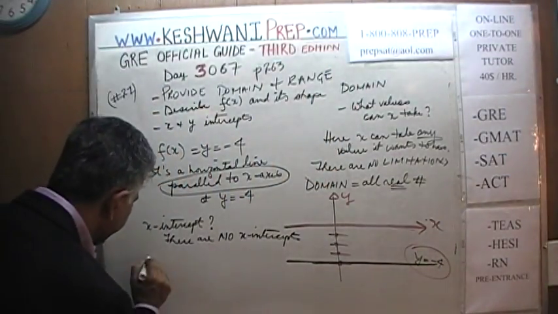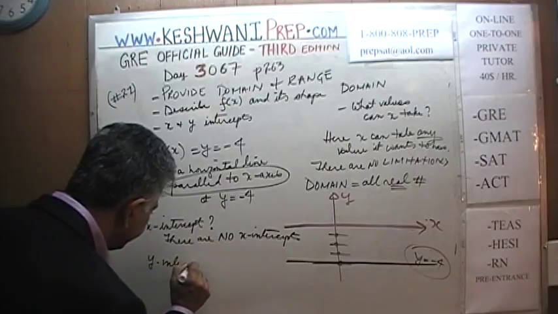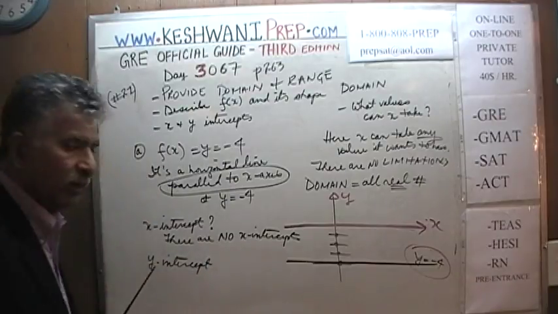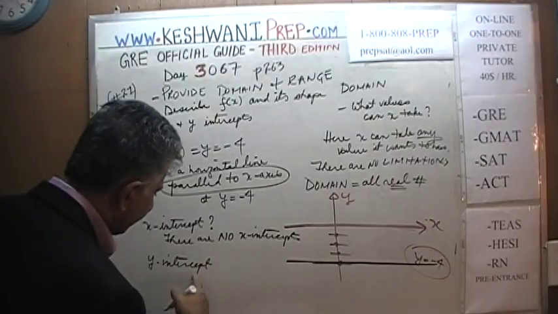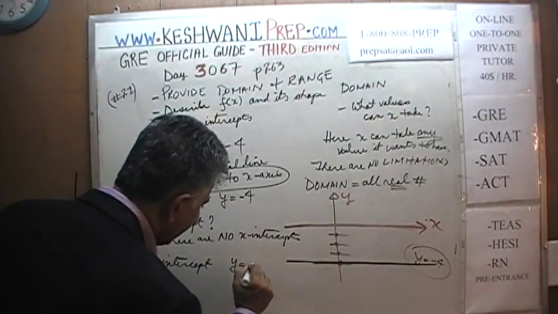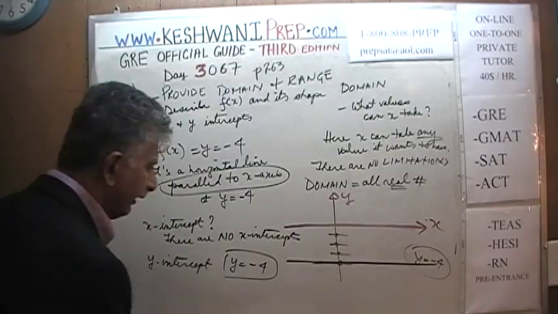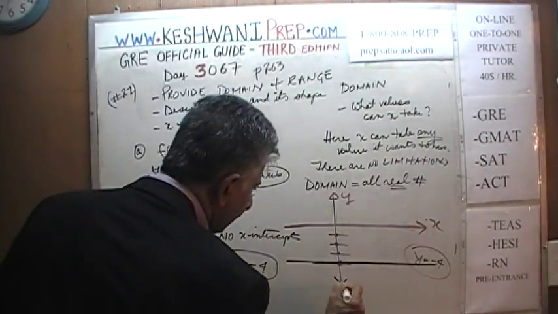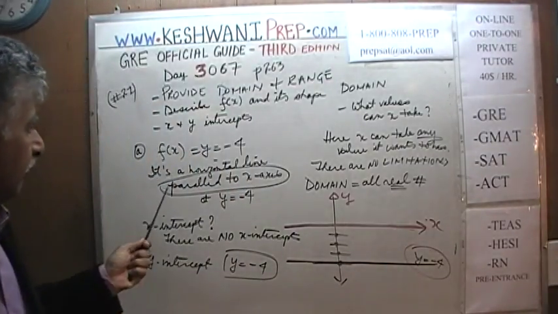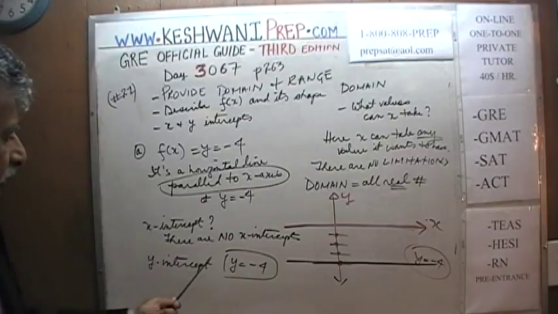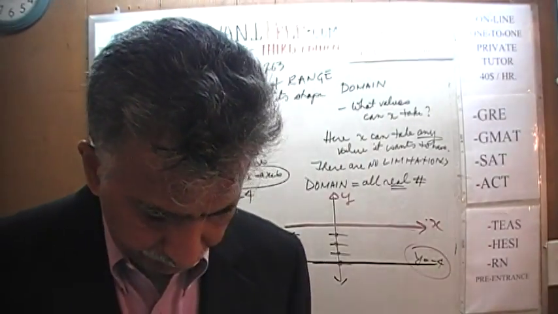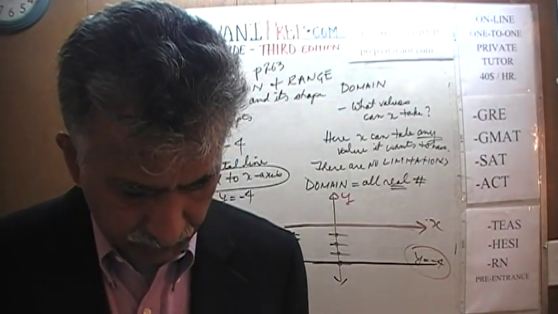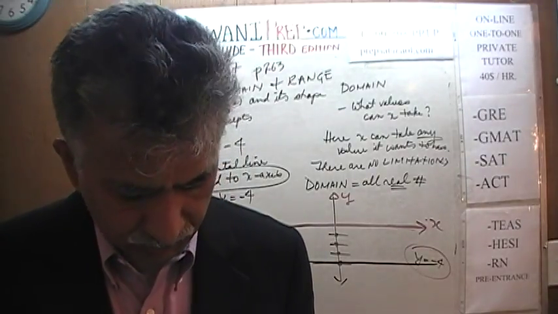What about its y-intercept? Where does it cut the y-axis? Well, right here. The y-intercept is at y equal to negative 4. That's where it cuts the y-axis. So far we have described its domain, we have described its intercepts. What else are they looking for? Its range.